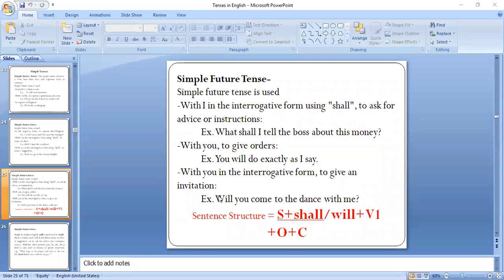So yes, also with you to give orders. Okay, so will is used after you for giving orders. For example, see: You will do exactly as I say. You will do exactly as I say.